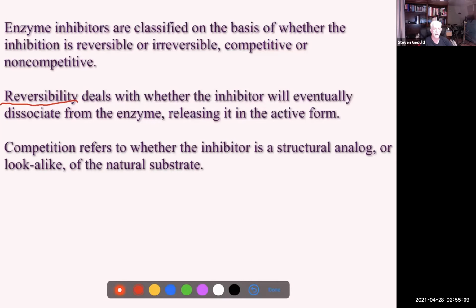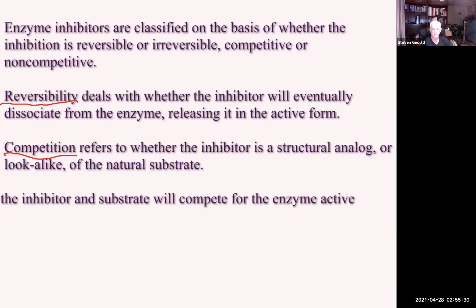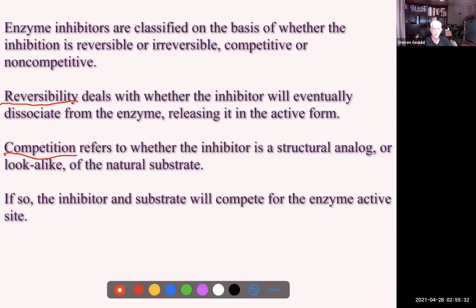Okay. Competition refers to whether the inhibitor is a structural analog or lookalike of the natural substance. So competition is when both bind to the active site, and they both have similar shapes, like an analog. It looks like the natural substance, so it binds to it. And therefore, there's competition for that binding site. If so, the inhibitor and the substrate will compete for the enzyme active site.